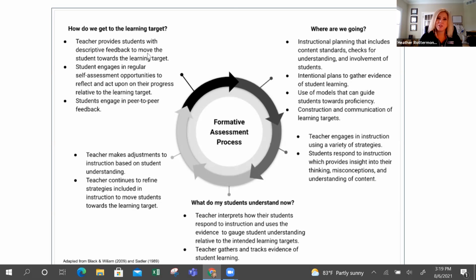And this last question, how do we get to the learning target? This is where, again, we're continuing with our feedback practices, but we're also offering students an opportunity to ask themselves where they are at in their learning.